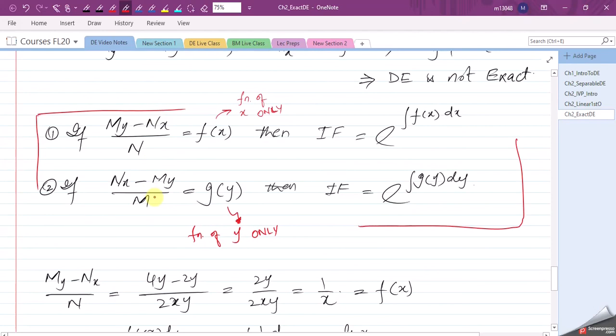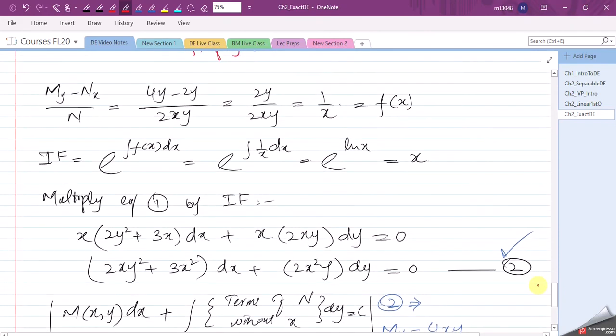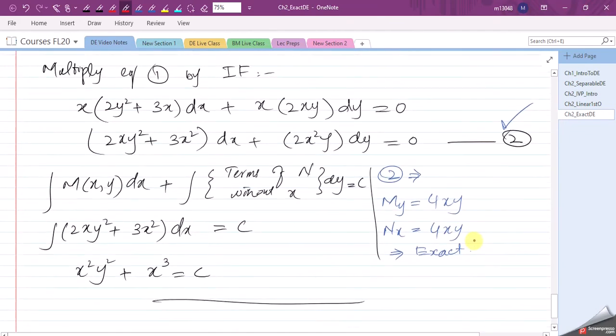What if they both don't work? Well, don't worry, I won't give you a question in which they both don't work. But as I said, in literature, there are many more possibilities. So (My − Nx) over N, 4y − 2y over N, simplify, we get a function of x, so that is the one we are looking for. Integrate, cancel, that is our IF. Multiply the equation with IF, and it will become exact. Once it is exact, we can use M and N from here, put them in the formula and integrate.